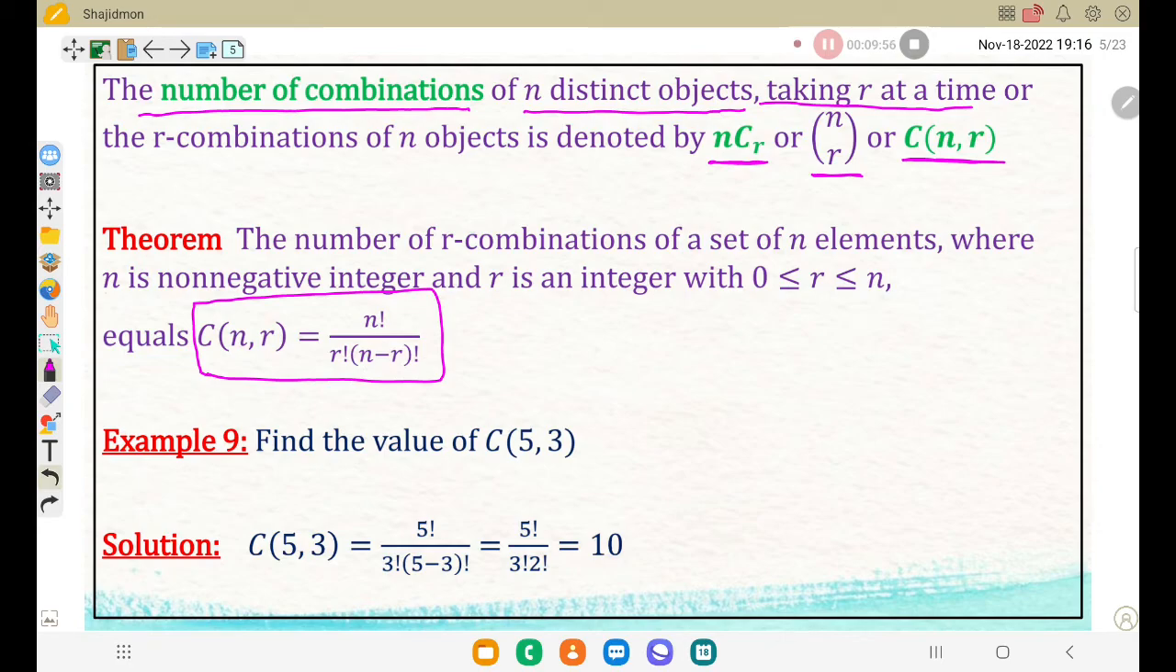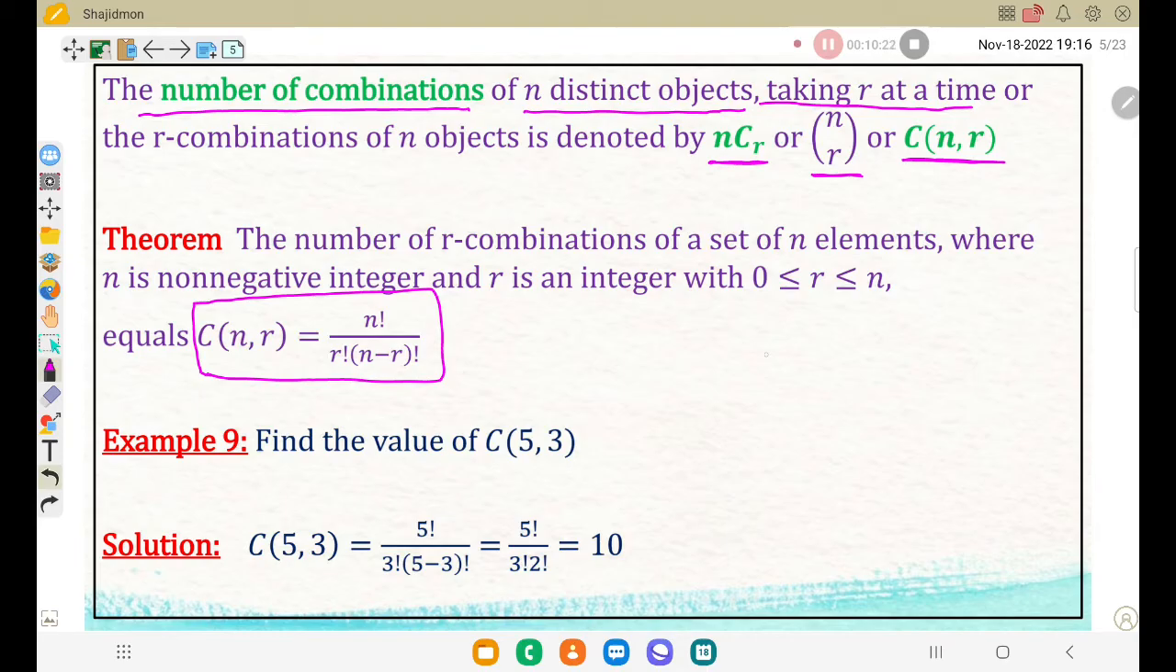Okay, this is the rule for calculating the combination, or for programming it in a calculator or computer. C(n,r), the combination of a total of n objects choosing r objects at a time, is n factorial divided by r factorial multiplied by (n minus r) factorial. So just memorize this rule.